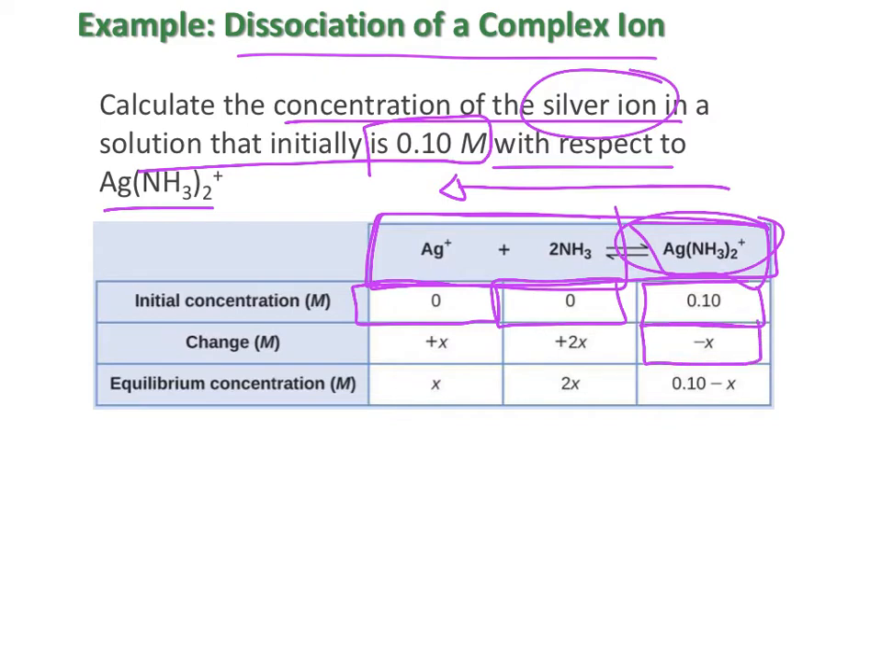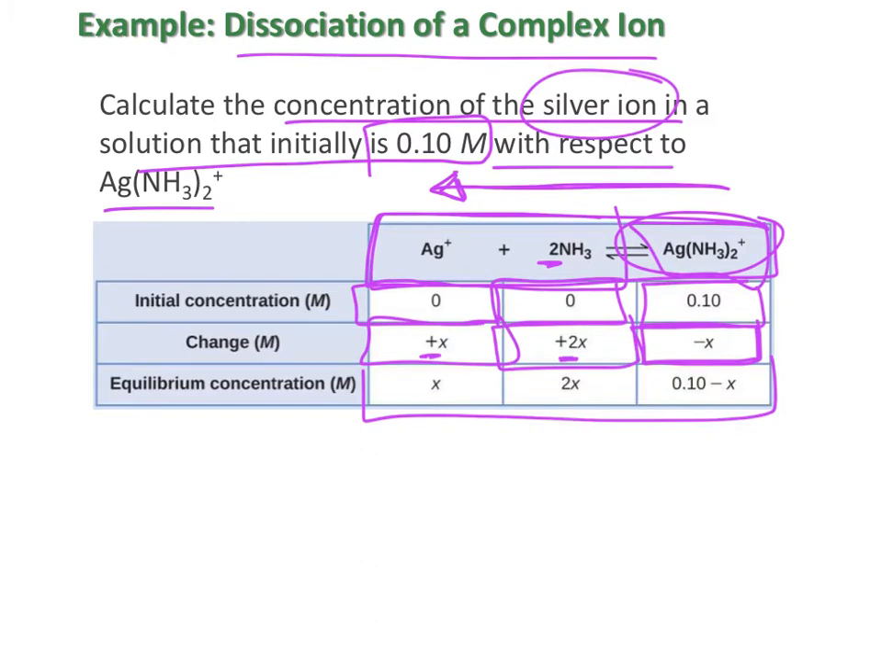Because we're going right to the left and trying to figure out the silver ion, we have a negative sign in front of this change. For this, we have positive and positive. And as far as the numbers, it has to do with the stoichiometry. So here it's 2x, here it's just 1x. And then here we have our equilibrium concentration changes.